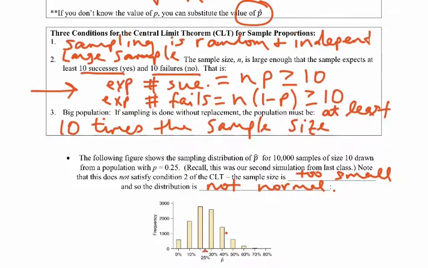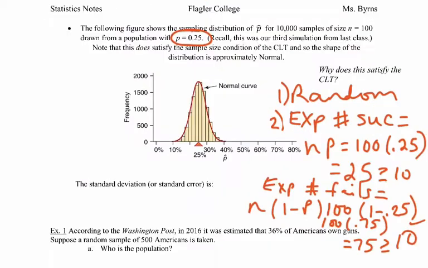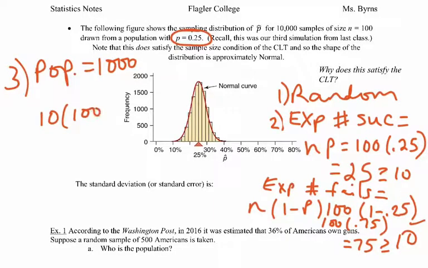And then the third condition, remember, was that we have to have a big population. It has to be large enough to be at least 10 times the sample size. Well, remember, the population, if you recall, was 1,000. You may not remember that from the last lesson. The population was 1,000 here. And so 10 times my sample size, remember 10 times 100, is 1,000, and the population is 1,000, and that is greater than or equal to 10 times the sample size. So all three conditions are met for us to apply the central limit theorem.